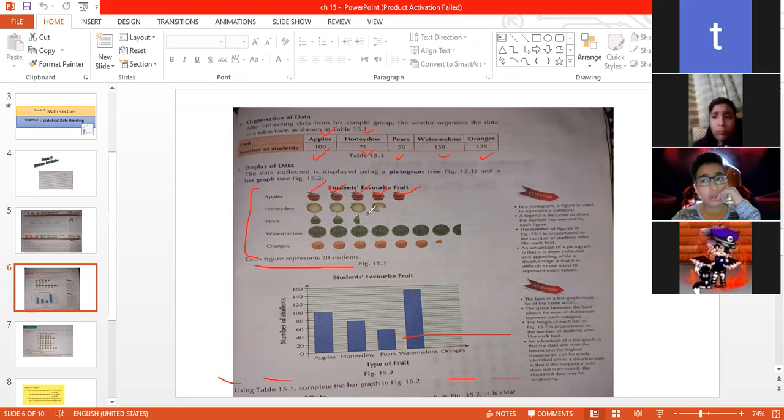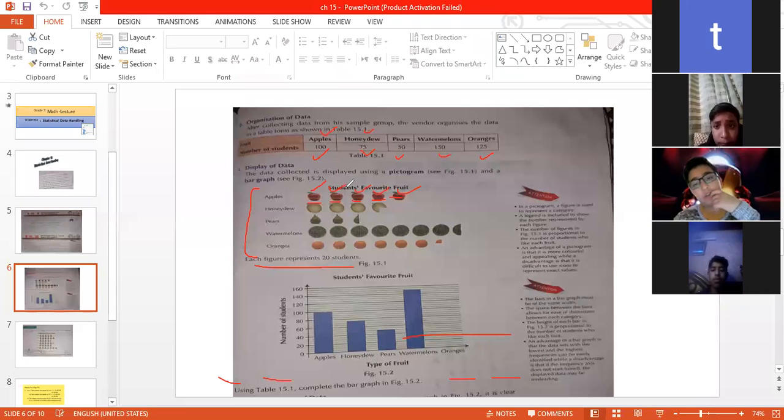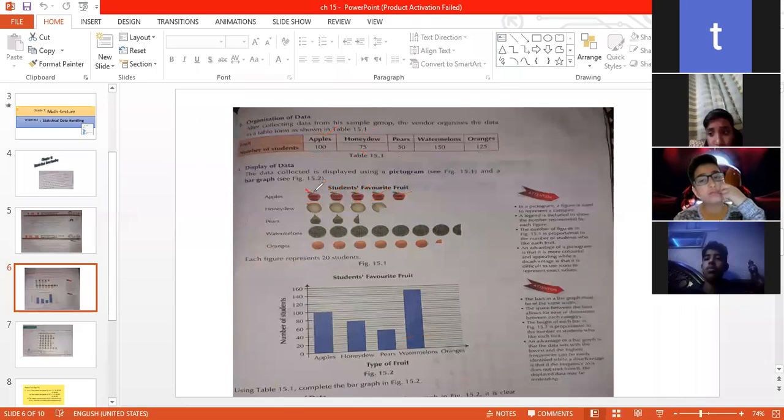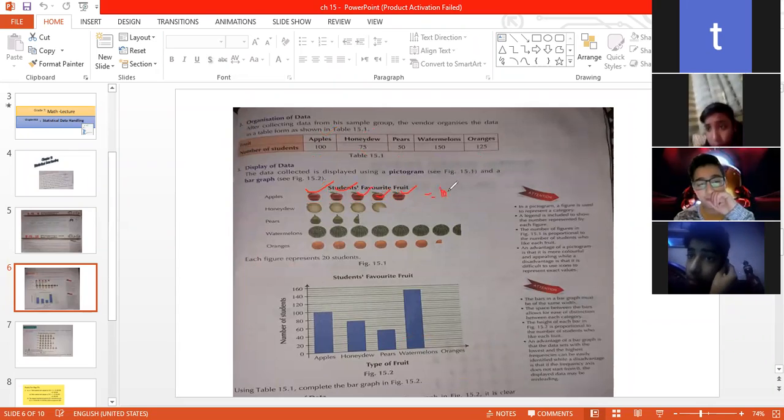Is this clear? Each figure is representing 20 students, and the total number of apples is 100. How is he introducing the apple in the pictogram? 20 plus 20 plus 20, 20 and 20, it all becomes 100. Clear? Now come towards the honeydew.